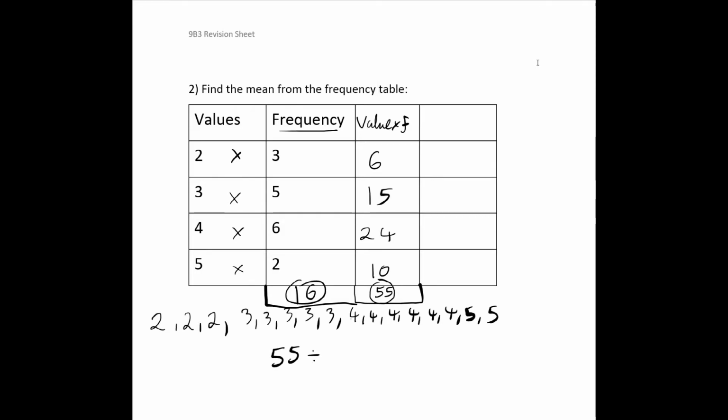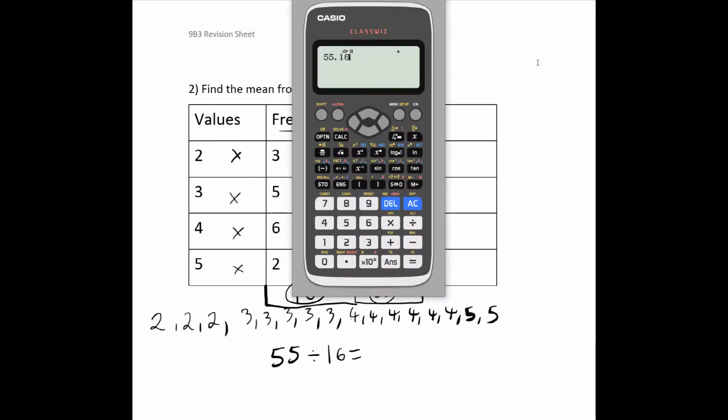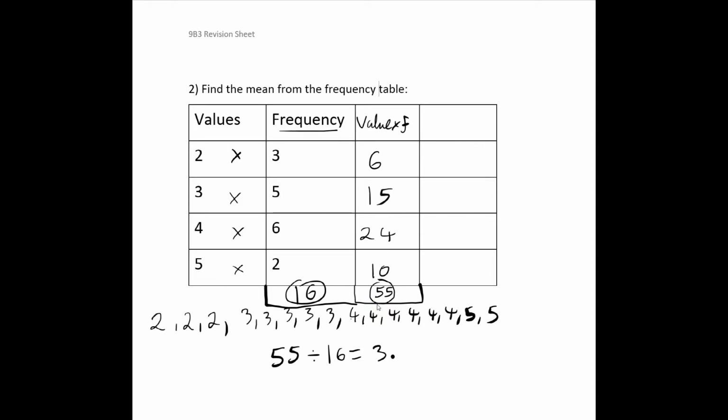That will give me the mean from the frequency table. Excuse me, that should be about 3 point something. 3.4375, and that is my answer. You could probably give it to one decimal place and be safe, 3.4.